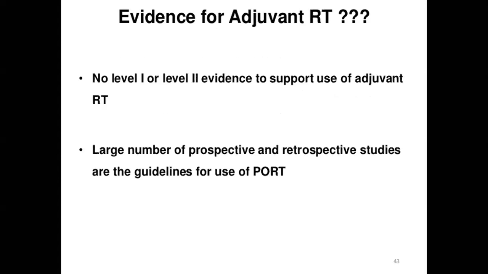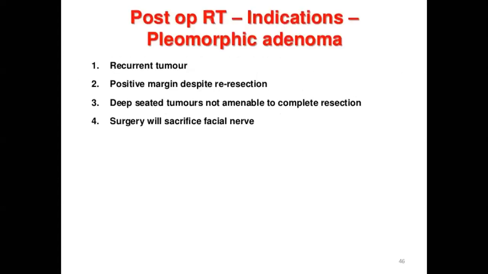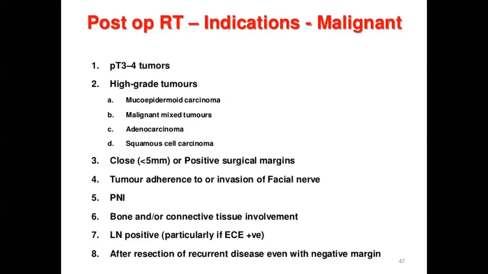There are a large number of prospective and retrospective studies, and there are guidelines for postoperative radiotherapy. Postoperative radiotherapy is given in recurrent pleomorphic tumors, and with positive margins despite resection. It is also given if there is a deep lobe tumor not amenable to resection, or when surgery will sacrifice the facial nerve. In malignant ones, when the tumor is T3 or T4, high-grade tumors such as mucoepidermoid carcinoma, malignant mixed tumors, adenocarcinoma, and squamous cell carcinoma.